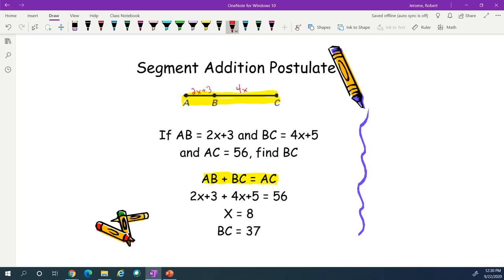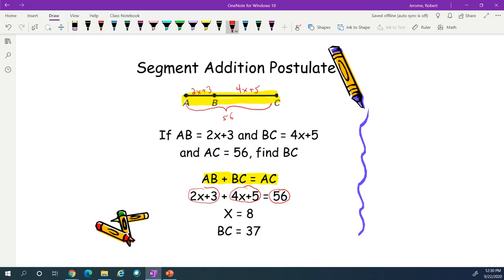BC is 4x plus 5. And together, they make AC, which is 56. So I'm substituting for AB what they gave me, for BC what they gave me, and for AC what they gave me. And then I'm solving for x. I left out the algebra part there, but I'm solving for x.